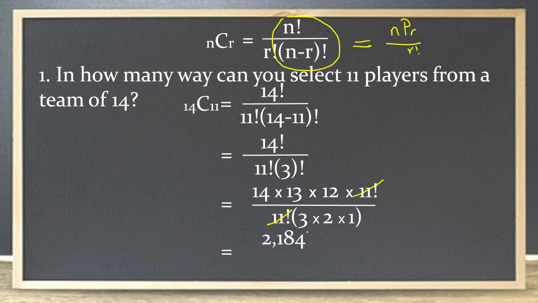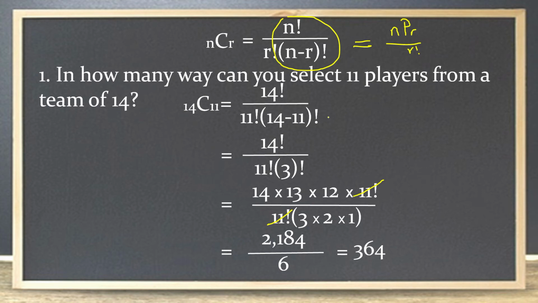So you multiply that, you will have 2,184 divided by 6. So if you divide here, you have 364. So 364 is the total number of groups of 11 players that we can get from a 14-member team.